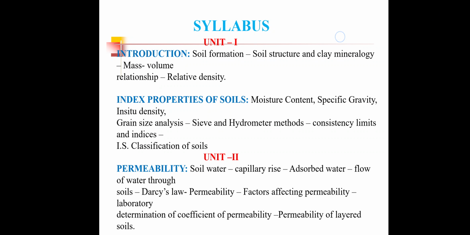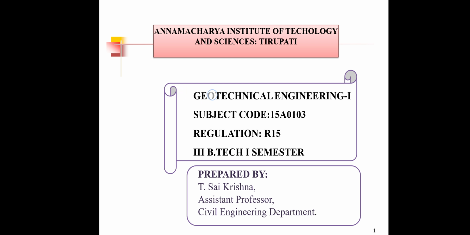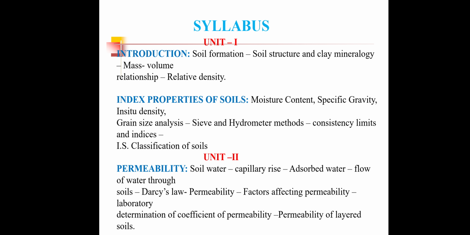So these are the subsequent units in our syllabus. Unit 1, which is the introduction, you can see we have different types of soil formation, soil structure, types of clay minerals, and the different types of weight and volume relationships, or mass volume relationships. Thereafter we have relative density.